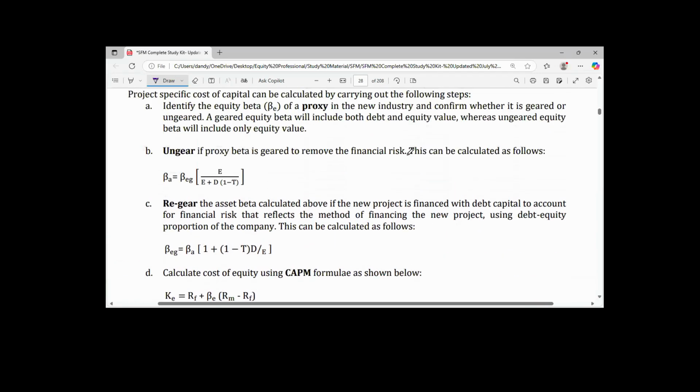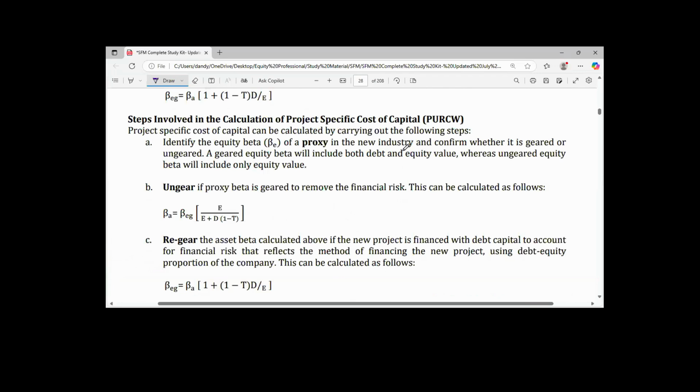All right. So whenever you want to calculate project-specific cost of capital, there are 5 procedures that you need to carry out. The first procedure is to identify the proxy beta. You need to identify the proxy beta. So the proxy beta, how do you identify it? You just go to the question. Of course, the question will start with the name of the main company.